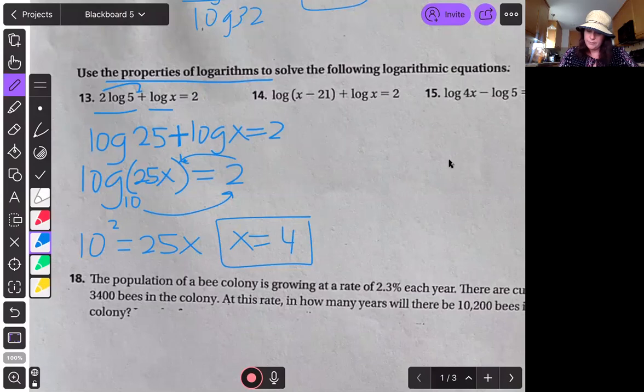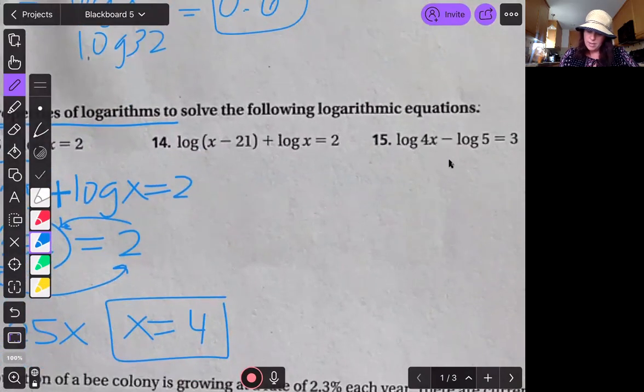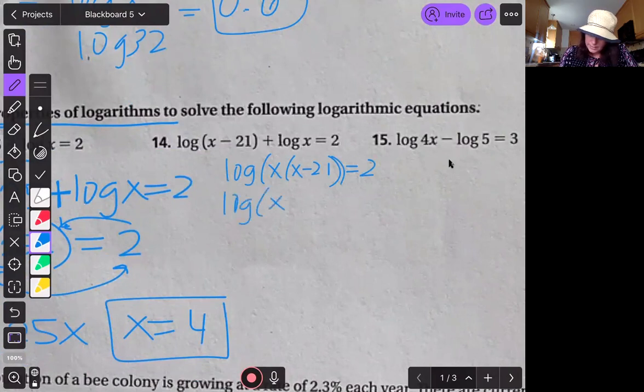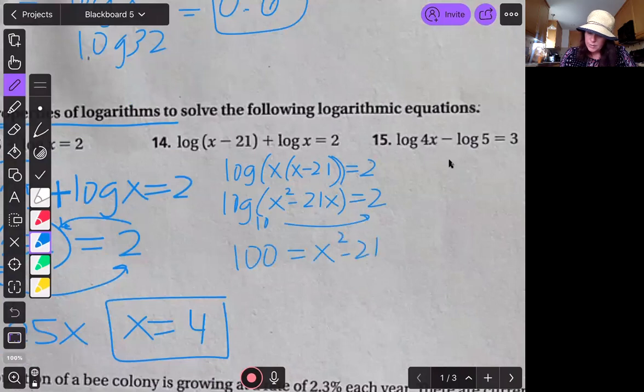All right. Let's try number 14 now. This one, same thing. We're going to combine this into one single log. So we get log of x times x minus 21 equals 2. And then we can multiply that. So it's log of x squared minus 21x equals 2. Let's get rid of the log by changing it to its exponential form. So 10 squared is 100 equals x squared minus 21x.